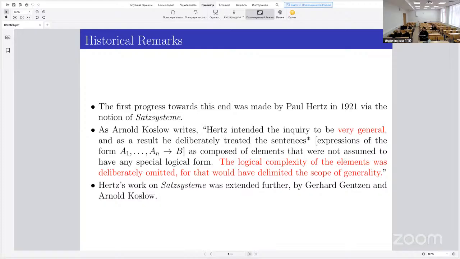Later on, his work was extended further by Gerhard Gentzen and Arnold Koestler. Now, there is a difference between the works of Gentzen and Koestler. I think Gentzen extended Hertz's work in the sense that he also considered the complex logical rules and others, whereas in Koestler's work it's purely structural, mostly structural. Okay.